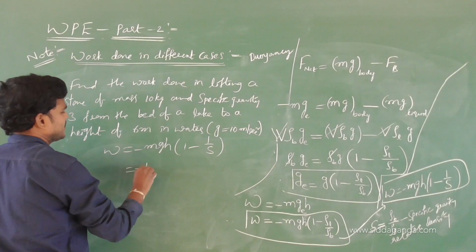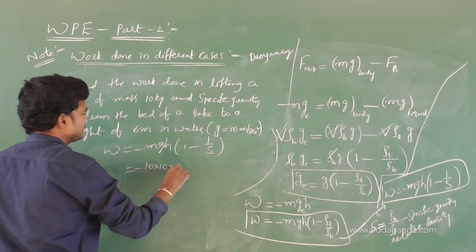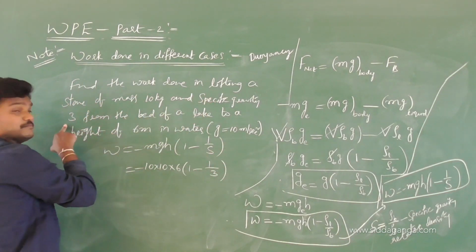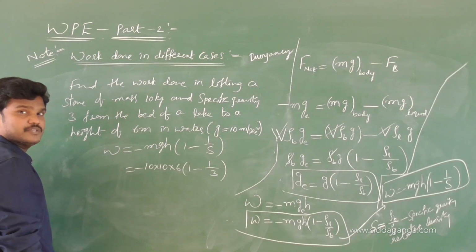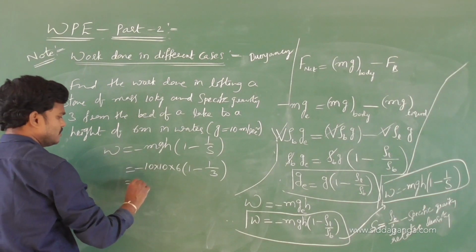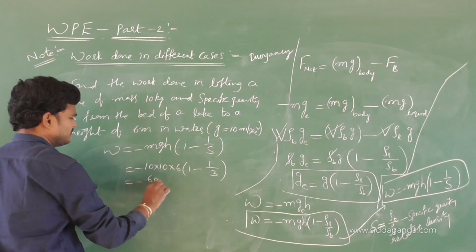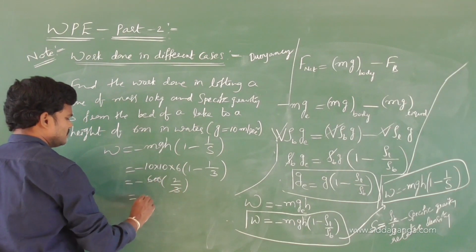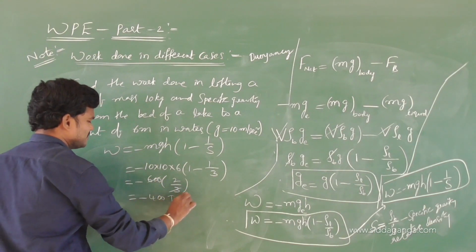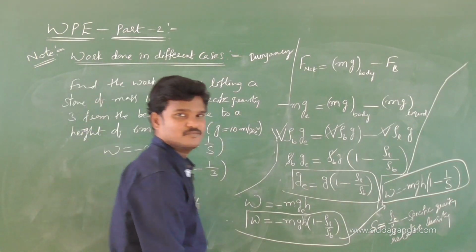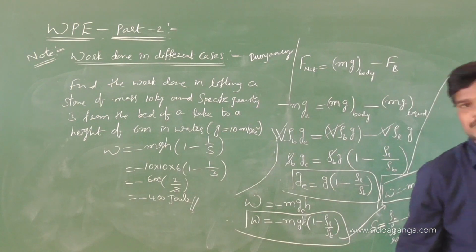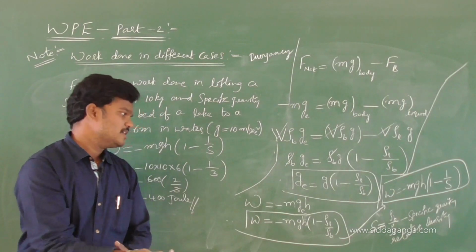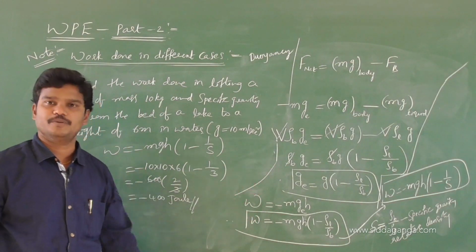What is this m? 10 kg. g is 10. Height 6. 1 minus 1 by s, and s is 3. Specific gravity 3 does not have any units and dimensions. So 100 times 6 is 600, times 2 by 3. 400 joules. Now see the critical numbers. 400 joules. Use these concepts to solve some other variety of questions. Follow the same method to solve. If they give the densities, substitute the densities.